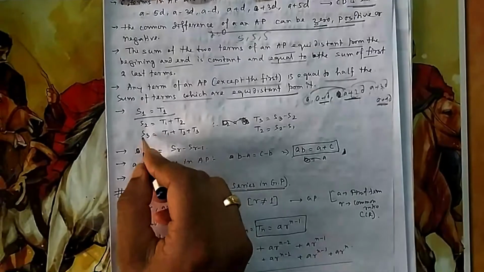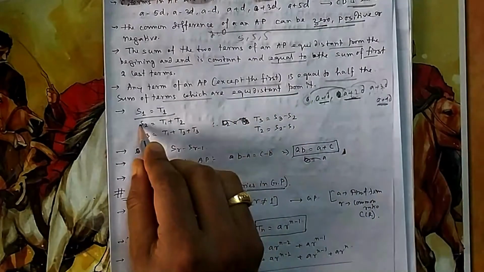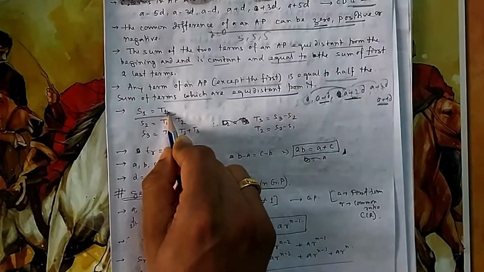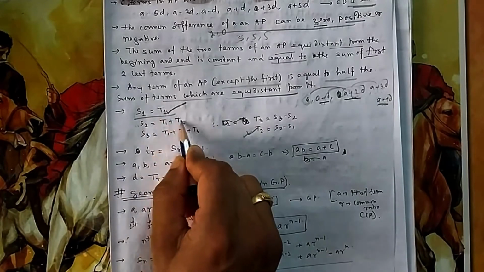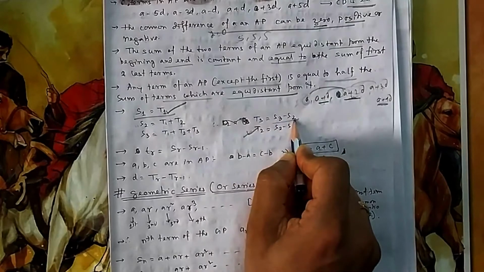Now, that is what we were talking about in Sn. S1 is nothing but adding up to term 1. S2 means up to T1 plus T2. S3 means you are adding 3 terms. So if you want to get T1, it is okay. If you want to get T2, then it is this minus this. If you subtract it, you will get T2. If you subtract these two, then you will get T3. So T3 is S3 minus S2.